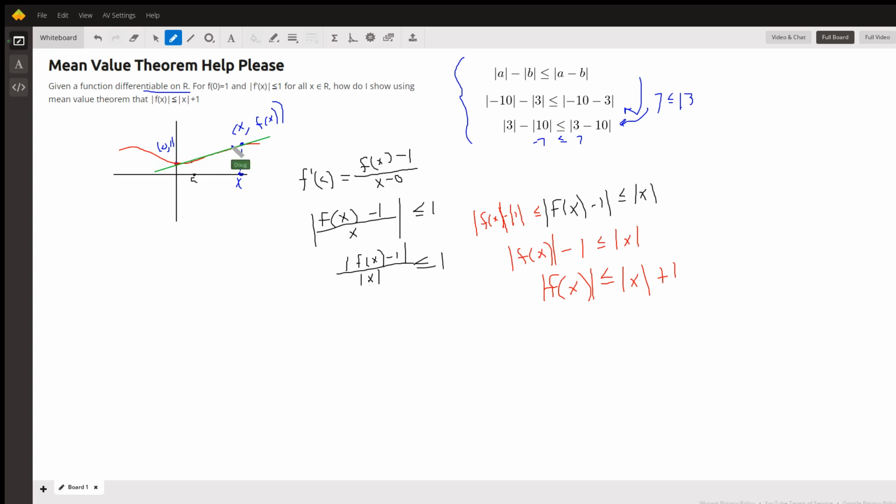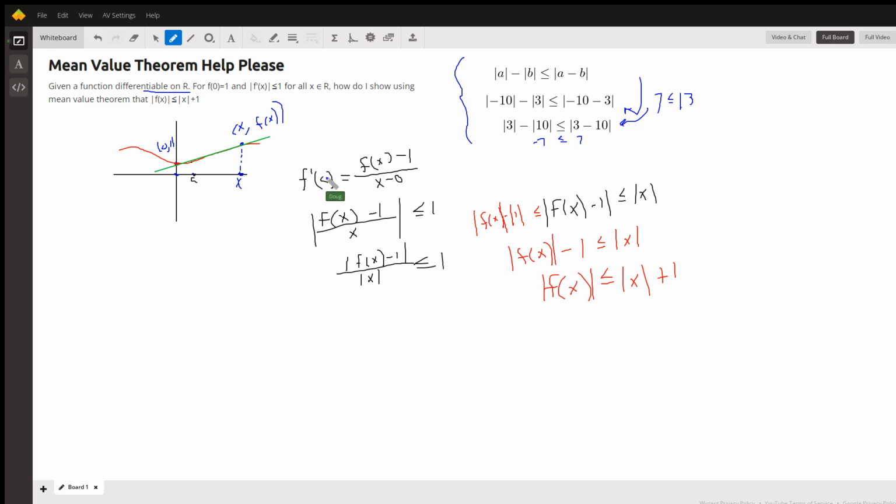And the mean value theorem says if the function is continuous on the closed interval from, in this case, 1 to x, and differentiable on the open interval from 1 to x, then you can apply the mean value theorem. So that tells us that there's some number c between 1 and x that has the same slope as the secant line joining those 2 points, the green line.